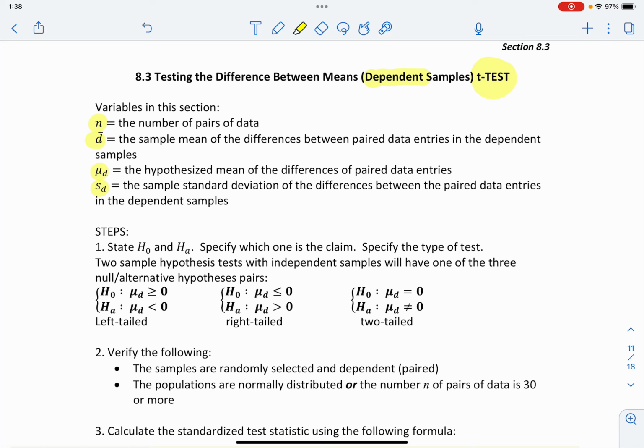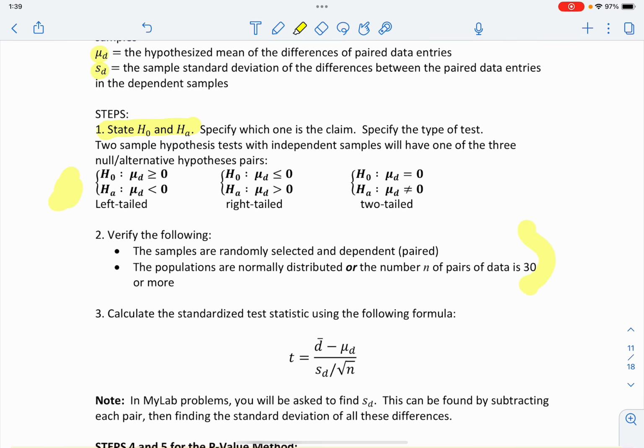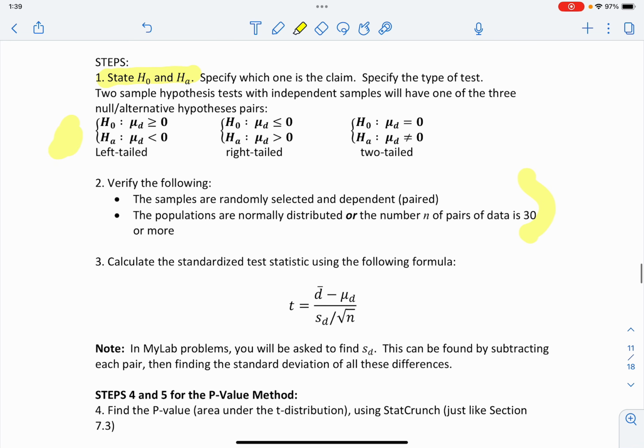When you set up your H0 and Ha, it's going to be one of these three pairings. So notice you're always comparing this mu sub d to 0. Is there improvement, reduction, equal to 0? So we have those three possibilities. It's always one of those three. Verification, that's an eye test. We just need random, dependent, and normally distributed population, or n bigger than 30, nothing new there.